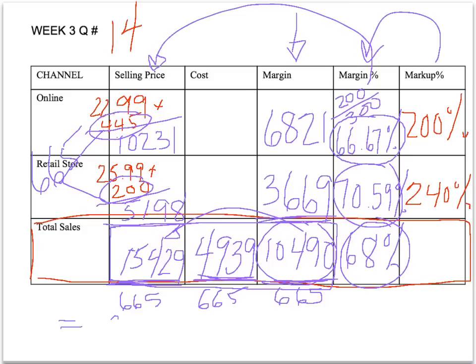So in this case, average selling price is $23.92. Average supplier selling price is $7.66. And average unit margin is $16.26.